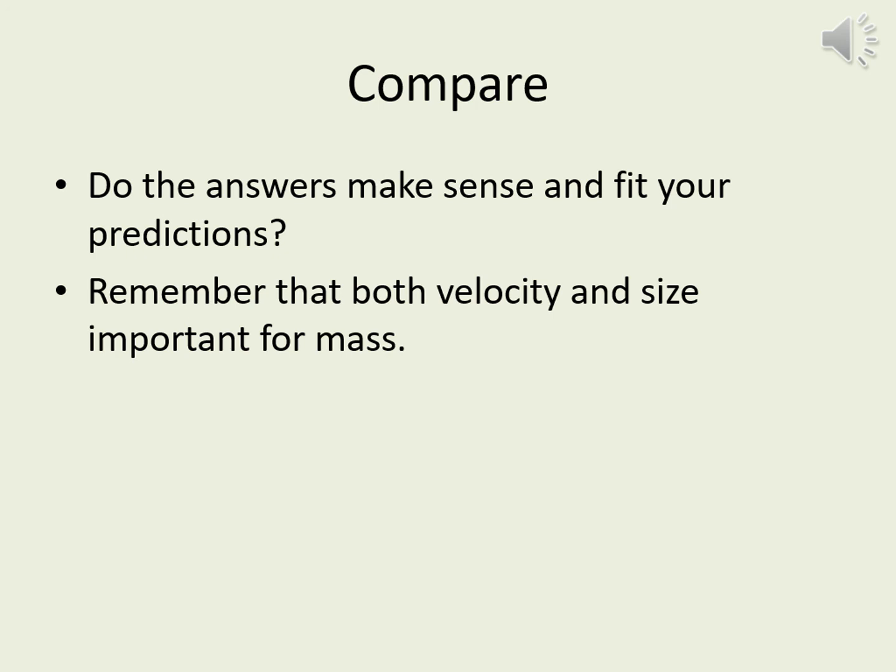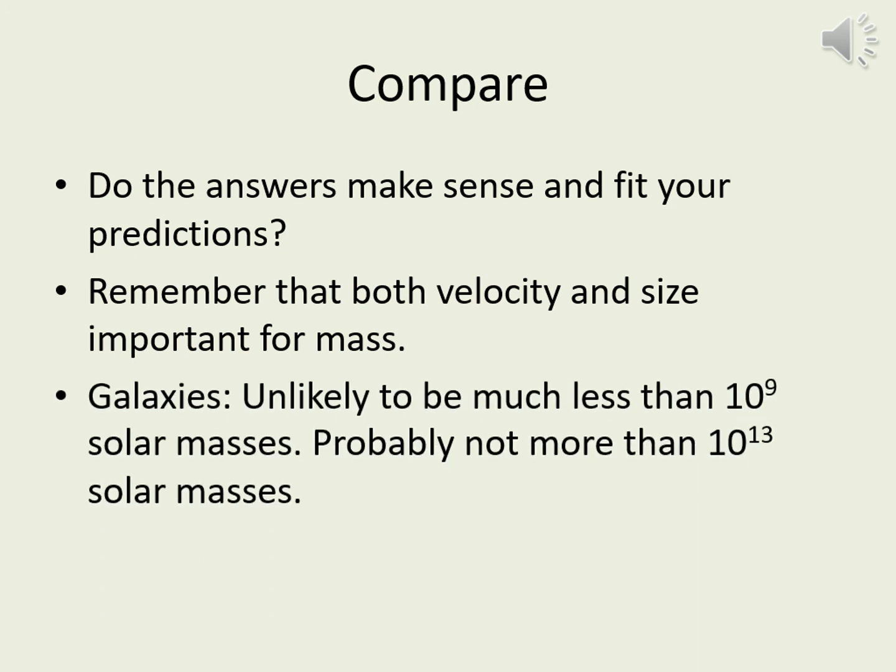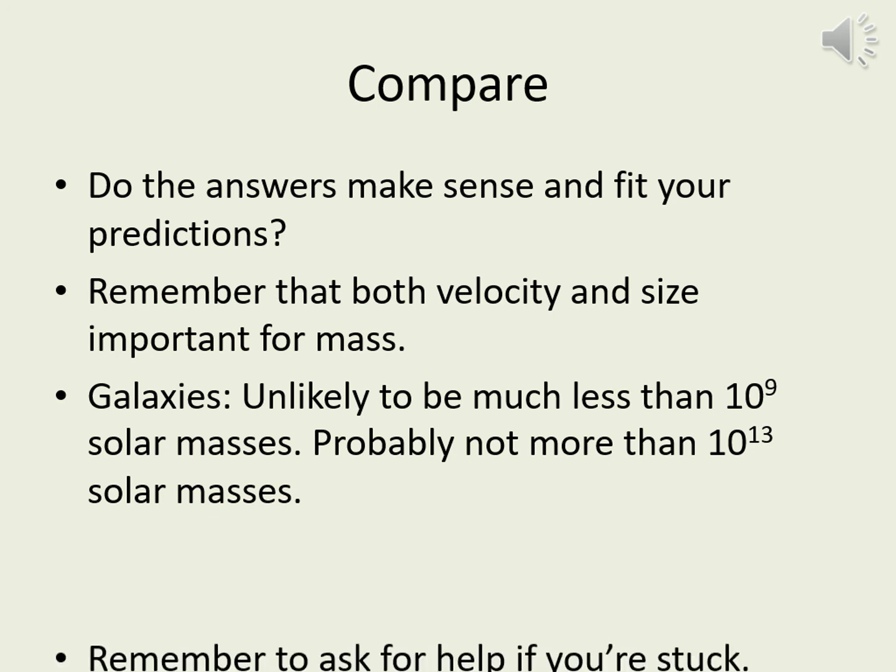So if the numbers you're getting are much less than 10 to the 9th solar masses, there's a good chance it's too small. On the other hand, even the largest galaxies rarely get bigger than 10 to the 13th solar masses, so larger values in this would be suspicious as well. If you're getting numbers that don't look right, make sure you go back and check your calculations. And if you're not sure what's wrong, feel free to ask for help.